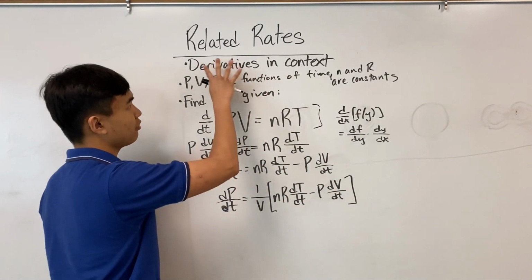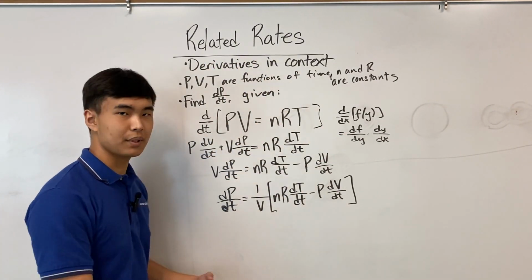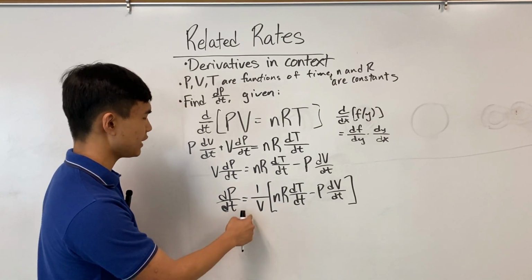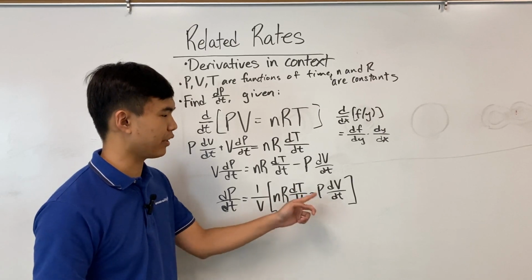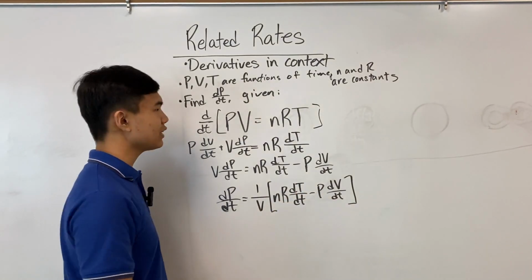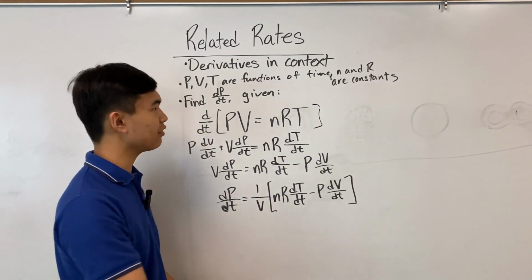The reason why this is called related rates is because we're literally relating different rates in this equation. We're saying that the rate of change of P is equal to 1 over V times nR times the rate of change of T minus P times the rate of change of V. And again, the way we do this is we differentiate our given equation with respect to time, and then we algebraically solve for what we're asked for.